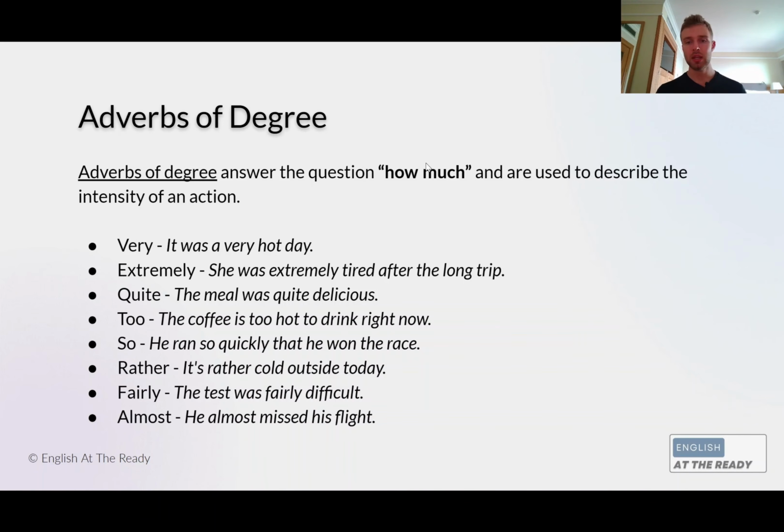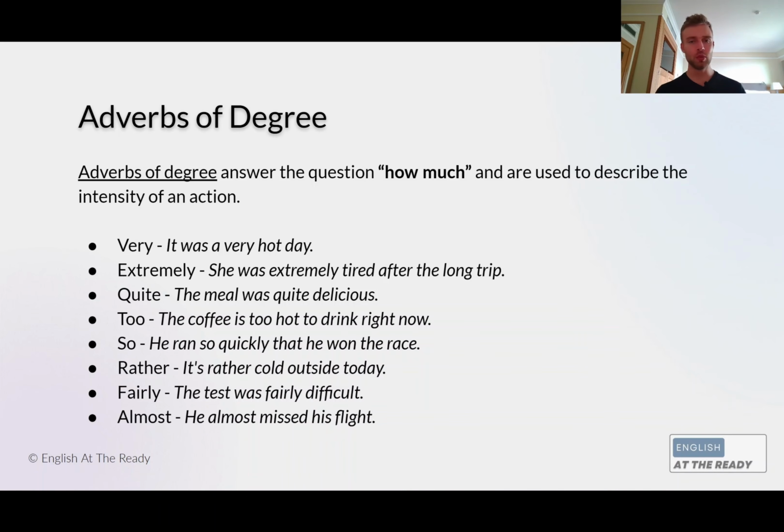So again, these are adverbs of degree. They're answering the question, how much? And they're modifying the intensity of an action. So how intense or how severe the action was.